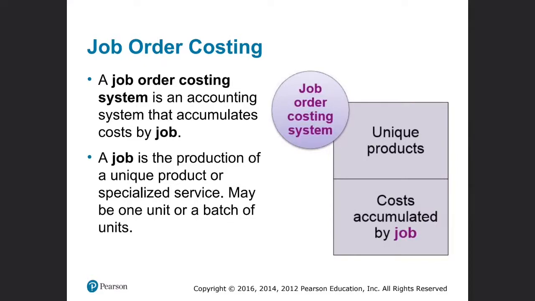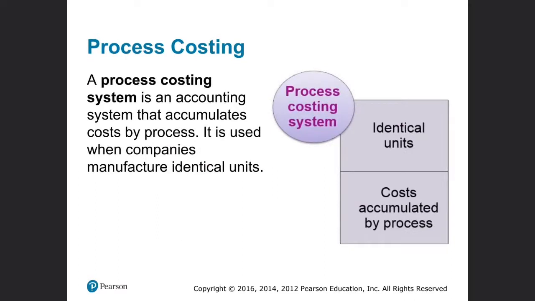In a job order costing system, you can have unique products, and costs are accumulated by the job. A process costing system is an accounting system that accumulates cost by the process. It's used when companies manufacture identical units. For example, a company that creates pens. We create a bunch of pens, they're all pretty much the same, so we use a process costing system. Identical units.